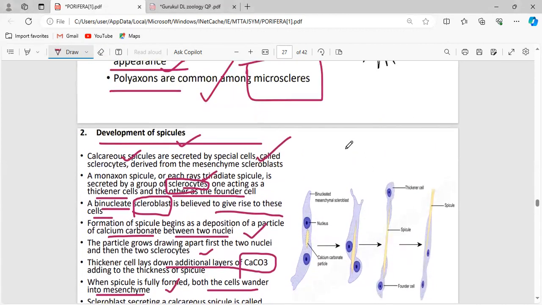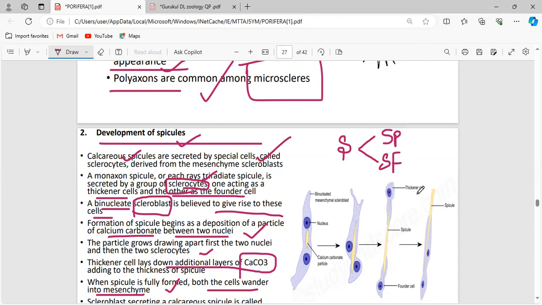See, when you read about the skeletal system of Porifera, you have to remember two things. The organisms which come under Porifera are the sponges. The skeletal system of Porifera is made up of two things: spicules or spongin fibers. Whether it is made up of either spicules or spongin fibers, or it is made up of both spicules and spongin fibers.